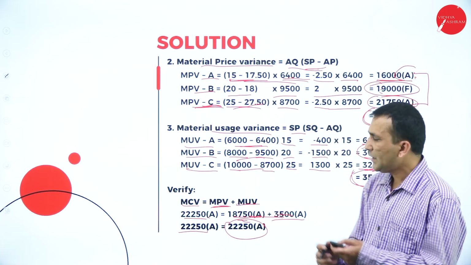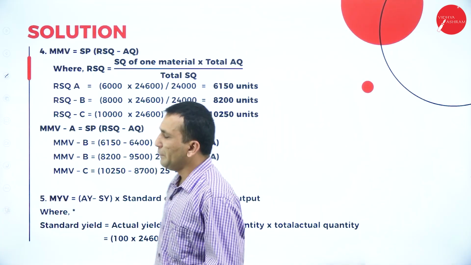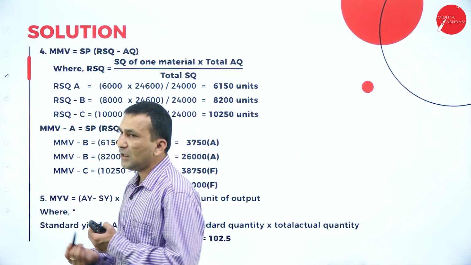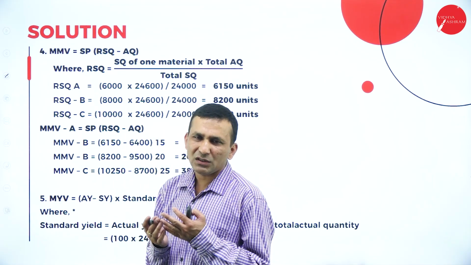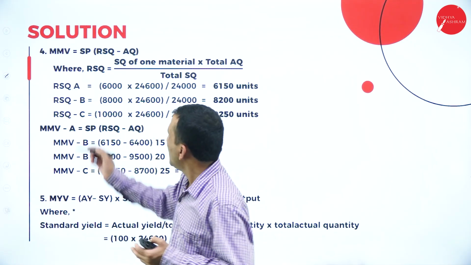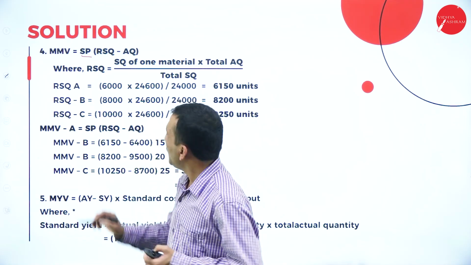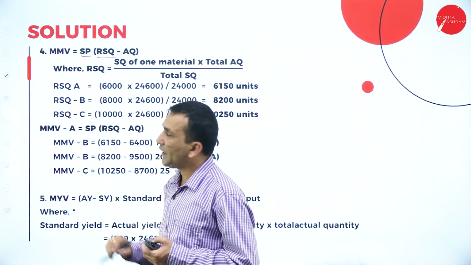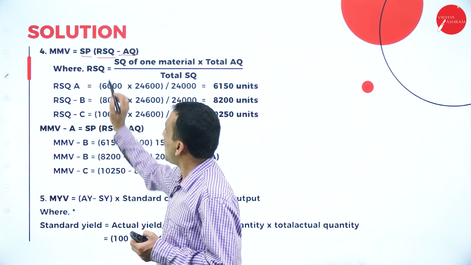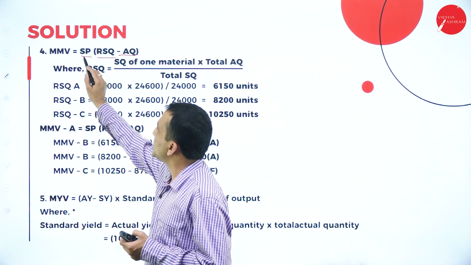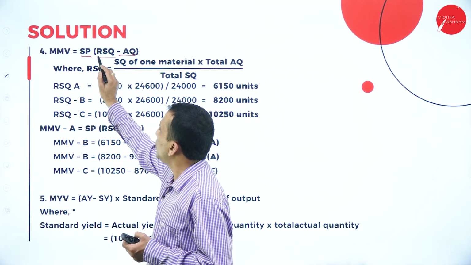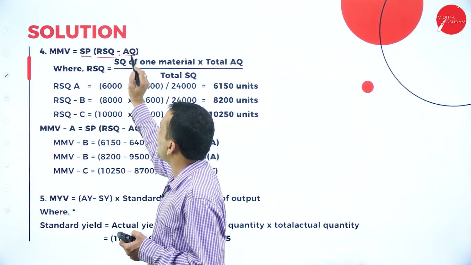Which is matching. Okay, so moving to the material mix variance. Under material mix variance, the simple formula under combination of material is: the standard price into revised standard quantity minus actual quantity. So under the formula, standard price into revised standard quantity minus actual quantity.